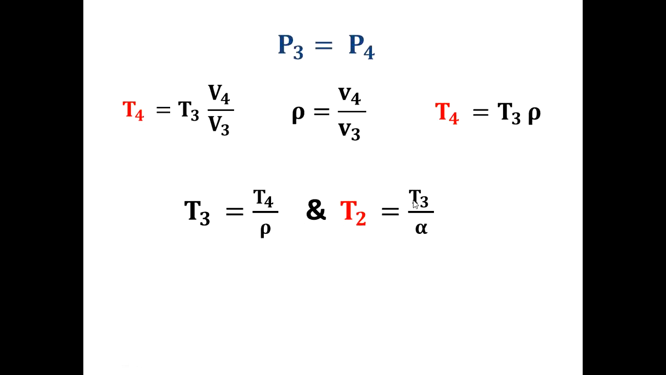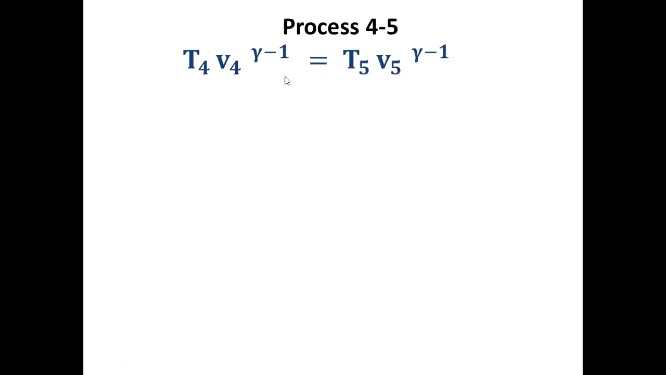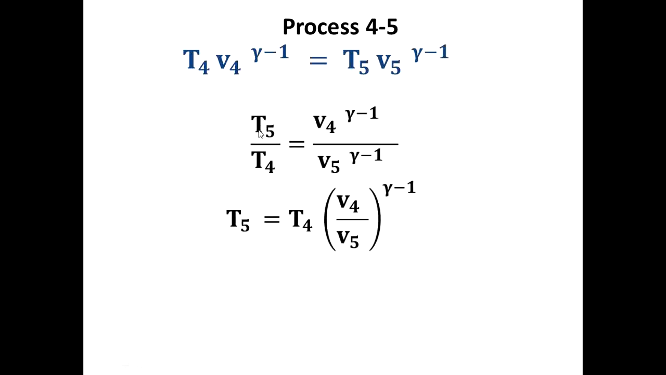Therefore, T2 is equal to T3 by alpha. You already did this one. Am I correct? T3 is equal to T2 into alpha, correct? And then T2 is equal to T4 by rho alpha. I already told you people to put everything in terms of T4. That's why in terms of T3 you put T4 by rho, then T4 by rho alpha. Therefore, process 4 to 5 is a constant entropy expansion process, an adiabatic expansion process.